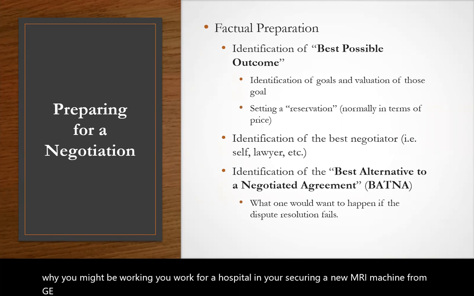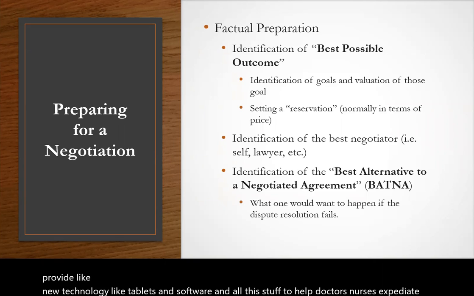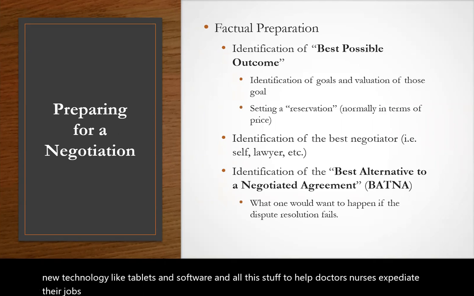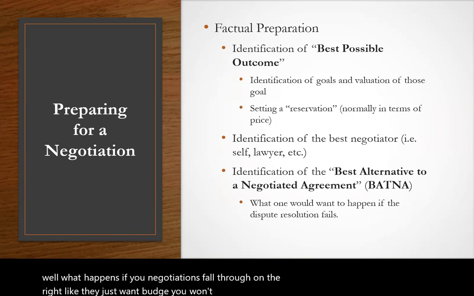But you also have another agreement with GE to provide new technology, right? Like tablets and software and all this stuff to help doctors and nurses expedite their jobs. Well, what happens if negotiations fall through on the MRI, right? Like they just won't budge, you won't budge, you've reached what's called an impasse.